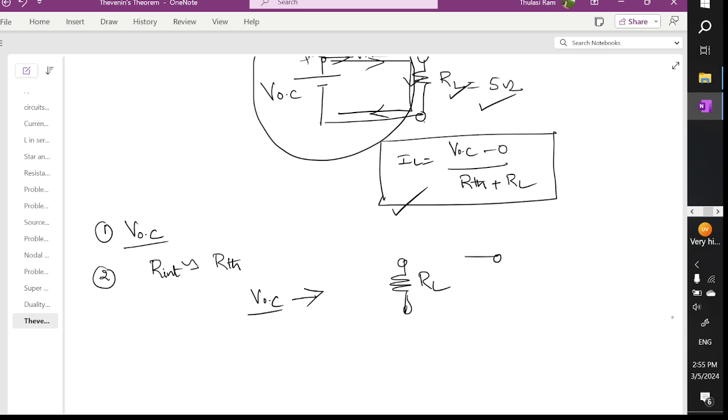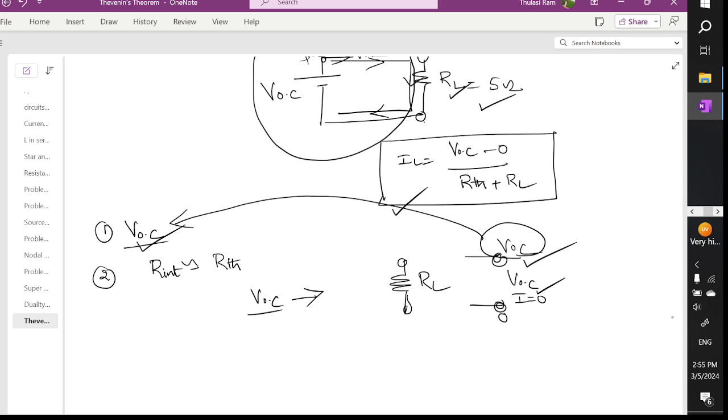So remove the load resistor. When you remove it, it automatically becomes an open circuit and the current becomes 0, and find the voltage VOC. That is, remove the load resistor and find the voltage across that load resistor. That voltage is called open circuit voltage. Since the load we are removing is performing as an open circuit, the voltage at that open circuit is called open circuit voltage. This is the first step.